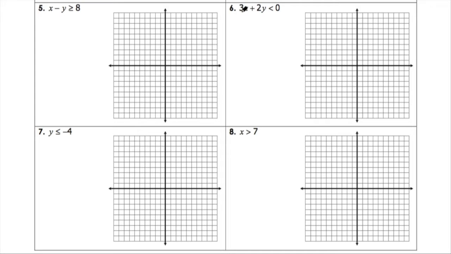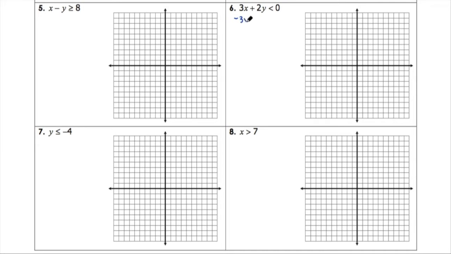If I put 0 in for x, I'd get 0 for y. And if I put 0 in for y, I get 0 for x. The only problem is that both of my intercepts will turn out to be the same. You'll only get 1 point, the origin, that this will pass through. So we're going to have to actually go ahead and find out what this is in slope-intercept form.